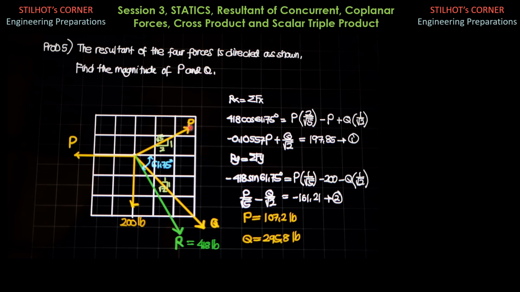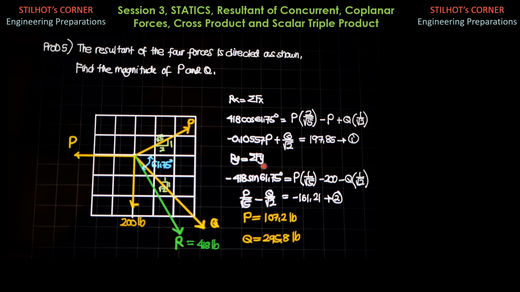So beginning with this force P here, its x component is positive. It is magnitude of P times 2 over square root of 5. Then this is purely to the left, so minus P. This has no x component, then plus the x component of Q, which is magnitude of Q times 1, the x component of distance, divided by distance, square root of 2. So simplifying, we have negative 0.10557 P, combined value of this, then plus Q over square root of 2 equals 197.85. So call that equation 1.